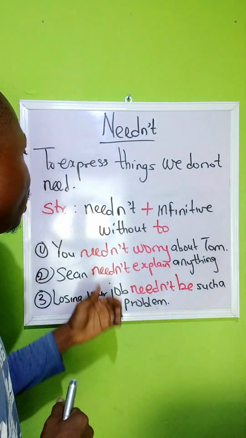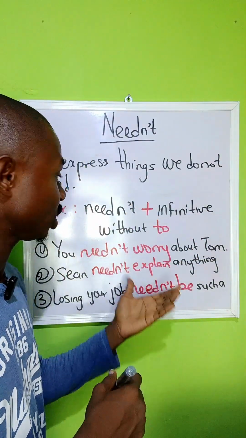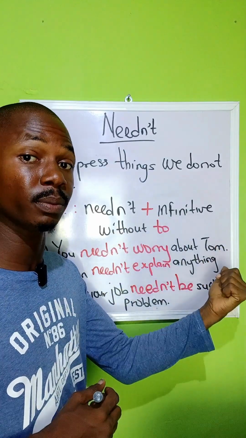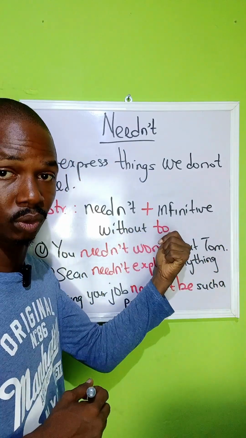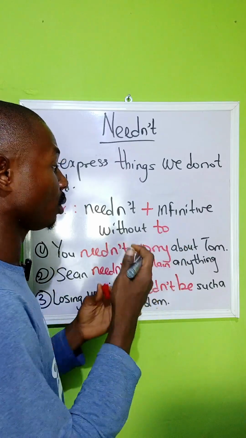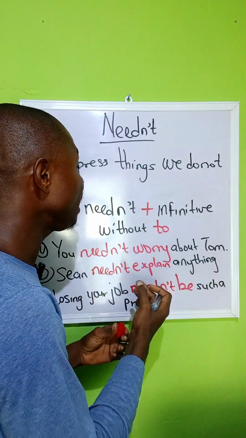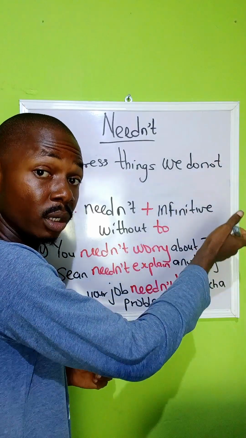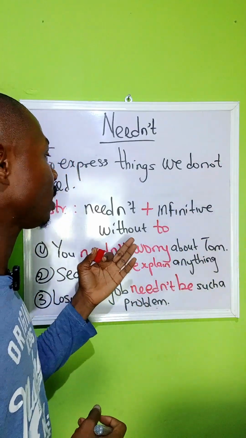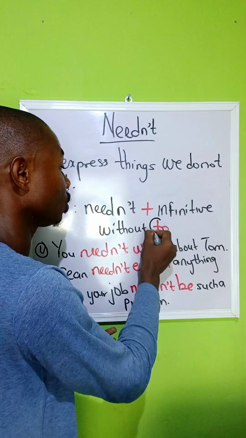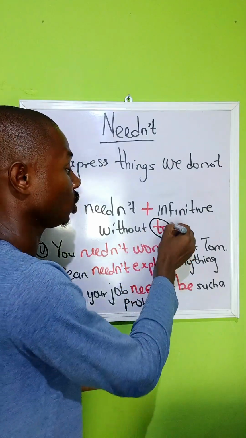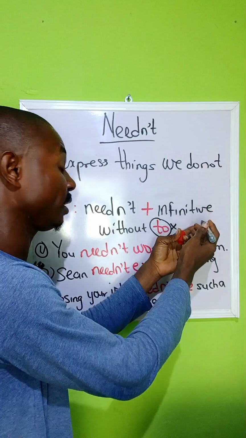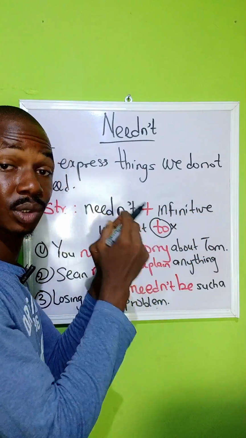All right, so this is the structure for the sentence. The structure is very easy. Needn't plus the infinitive form of the verb, without to. So, when we talked about need, we said need is need plus to infinitive form of the verb, right? But when we're talking about needn't, we don't use to. So you don't use to.